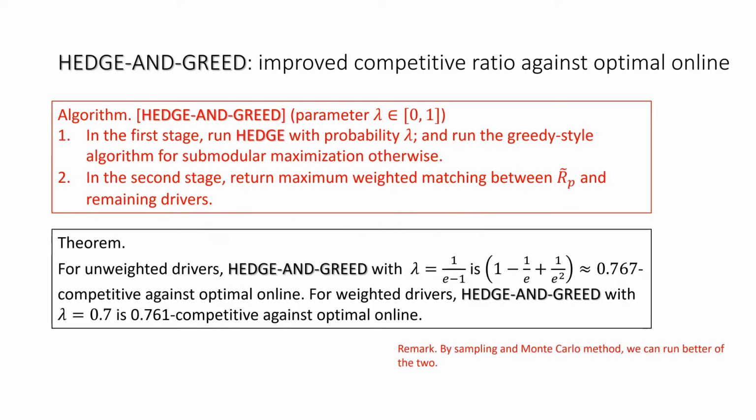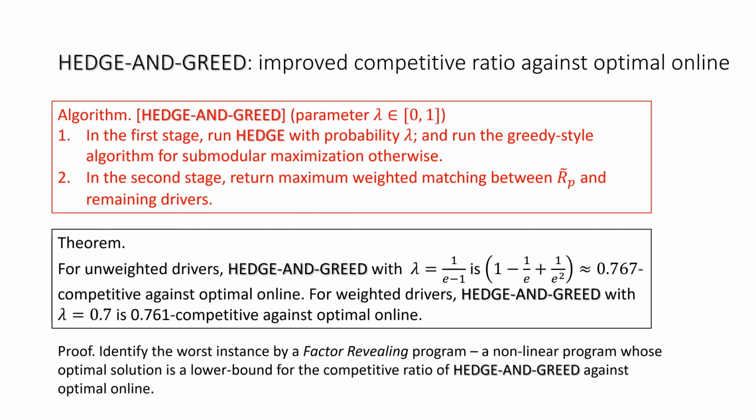Let me remind you that this theorem basically suggests that the worst instance for the greedy algorithm and the worst instance for the hedge algorithm do not match with each other. Therefore, by running a mixing of them, we can improve our competitive ratio. In practice, instead of running the two algorithms with a fixed probability, we can use sampling and the Monte Carlo method to estimate the performance of those two algorithms and run the better of the two.